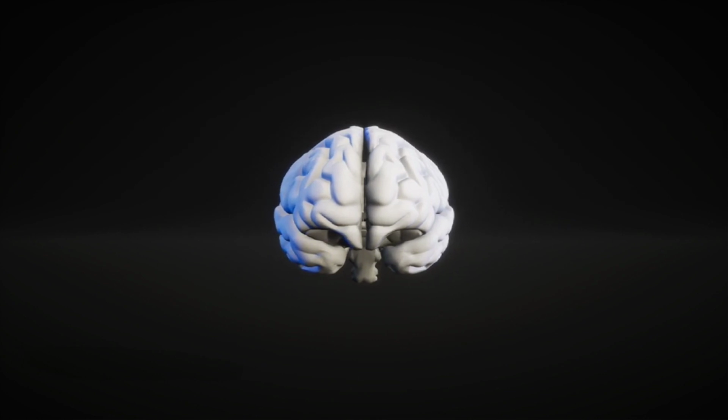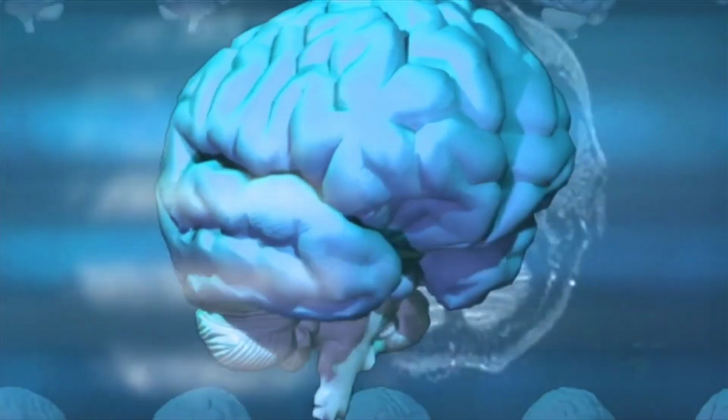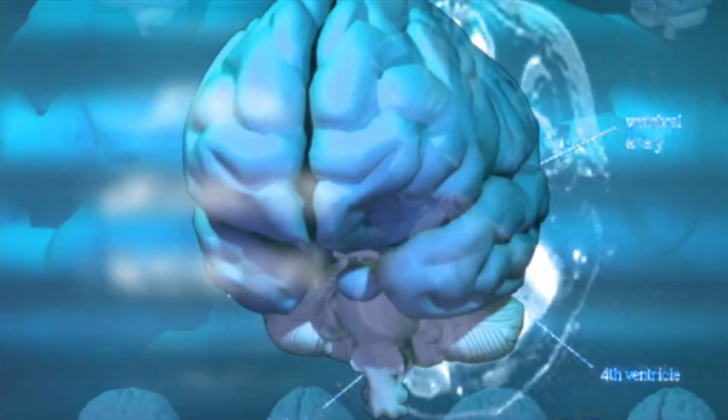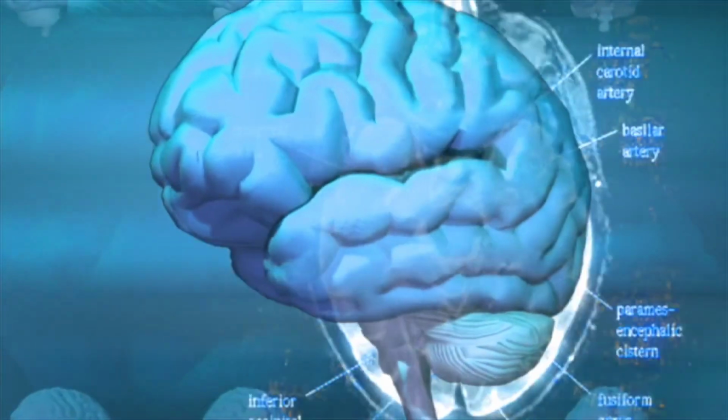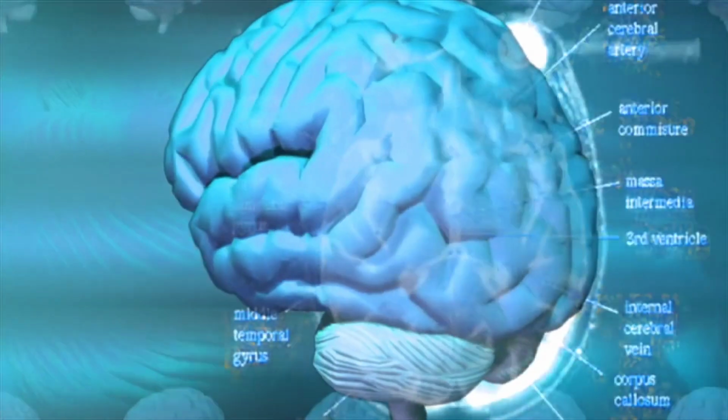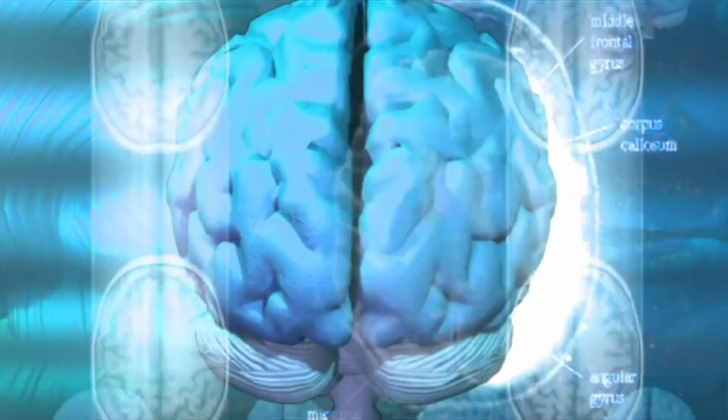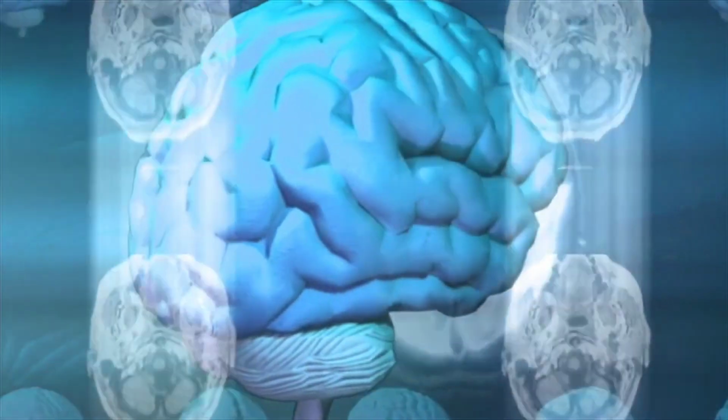Sulci and gyri. The brain's surface has numerous folds and grooves. Folds are called gyri, and grooves are called sulci. These increase the surface area of the cortex, allowing for more neural connections.